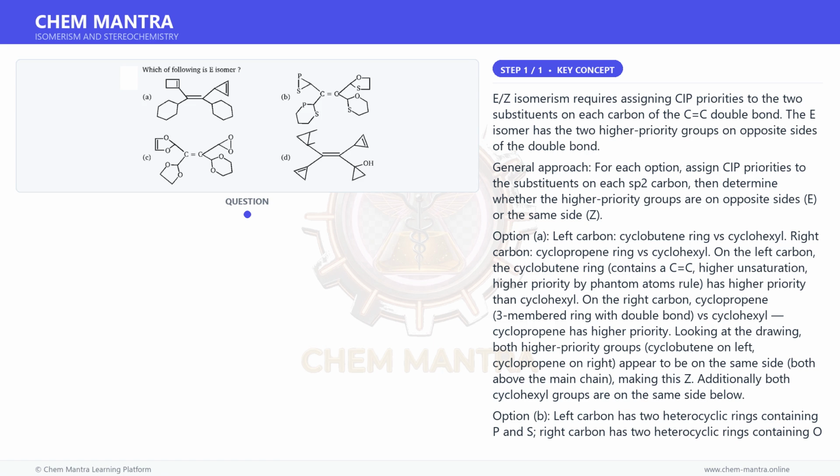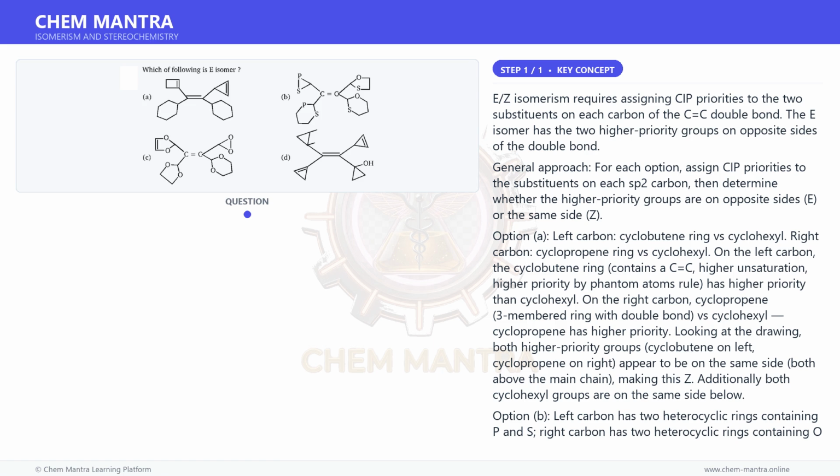Option C: left carbon, 5-membered dioxolane type rings with O atoms, atomic number 8. Right carbon, similar oxygen containing rings. The arrangement shows both larger higher priority groups on the same side, suggesting Z configuration.